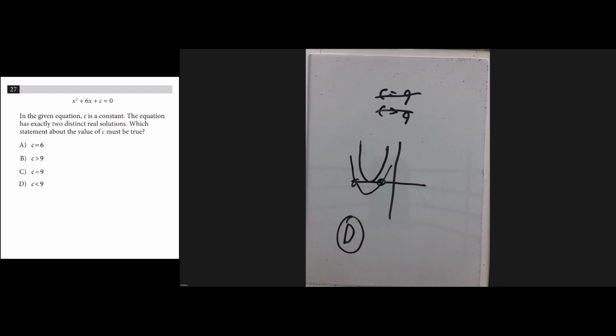And the reason why it's not A, where C equals 6, is because there are other values of C which still make the equation true. Like C can be 8, C can be 7, C can also be 0, and it would still have two distinct real solutions. So it's not necessary for it to be 6.